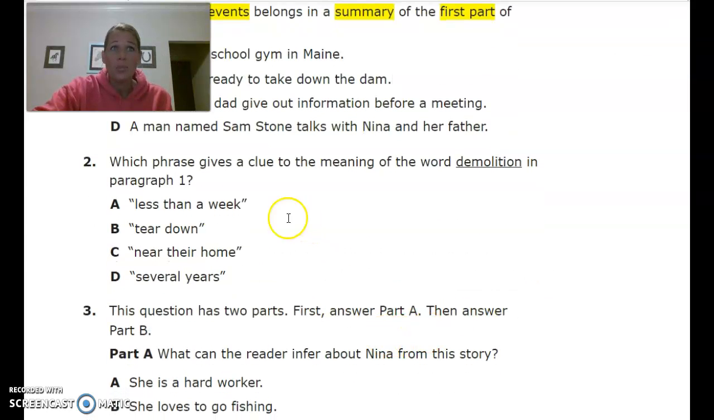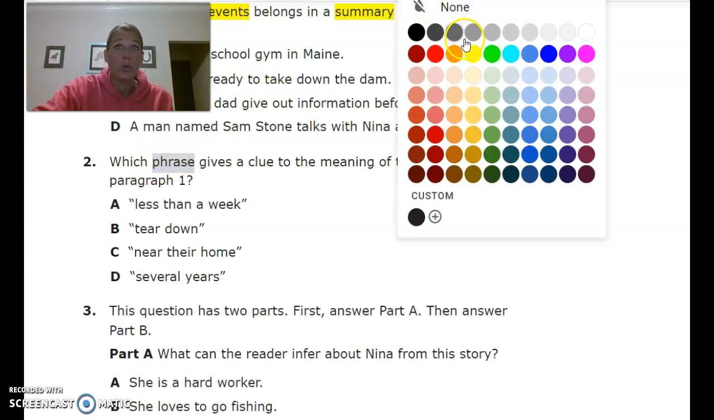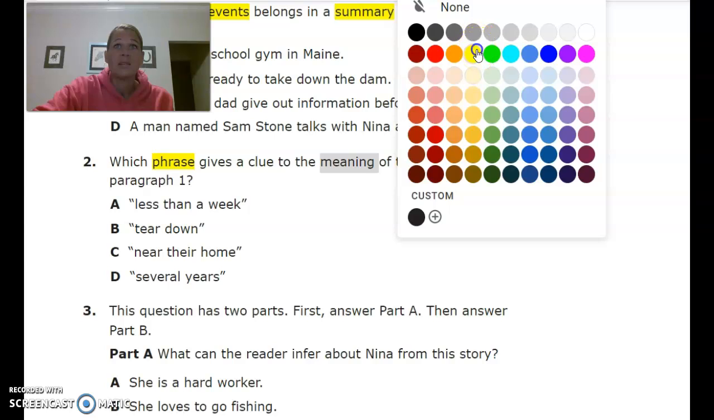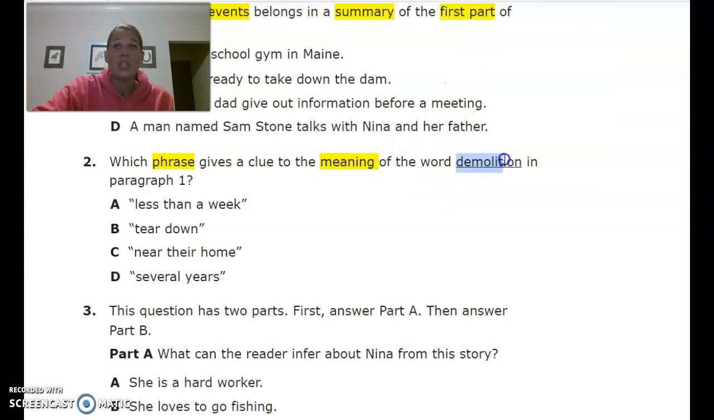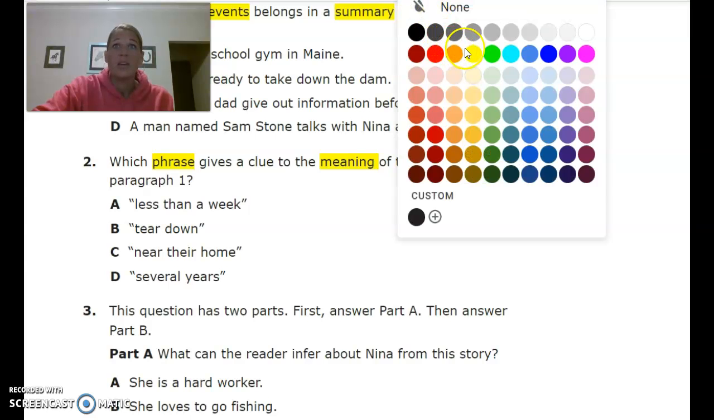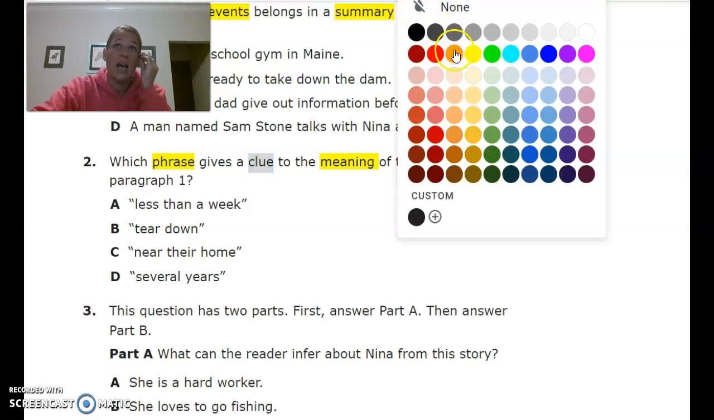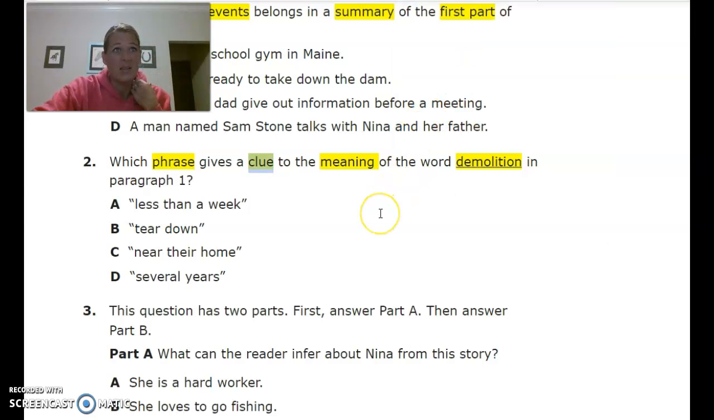Number 2, which phrase, I'm looking for a phrase, which is a group of words, gives a clue to the meaning of the word demolition. So they're not asking us what demolition means. They're actually asking us for the phrase that gives a clue. Maybe I should highlight clue too, because that's taking me to the understanding that I'm looking for what helped me, the context clue, that helped me figure out that word.